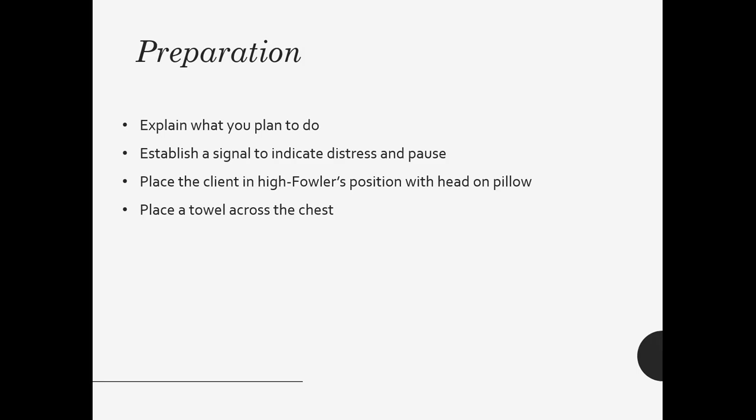It may make them cough, it may make them gag, but if at any point they feel like they can't breathe, or they're becoming respiratory distress, you want to establish a signal. So some hand signal. That way they can let you know they're in distress, you need to pause. Okay? We're going to place the client in high Fowler's position, so this is going to make it less likely for them to aspirate. And then we're just going to place a towel across the chest to protect their gown, if they do get sick or something like that.